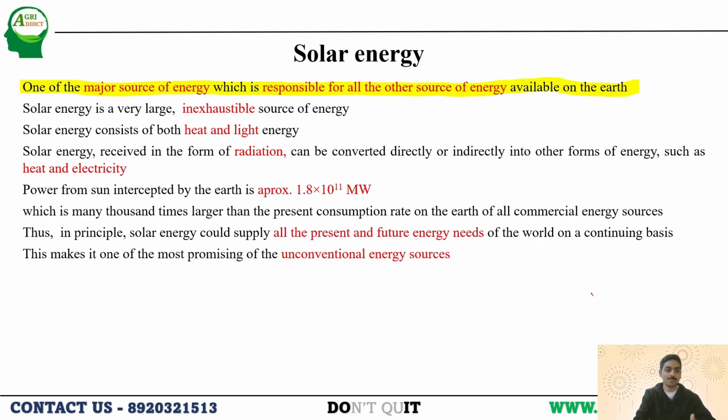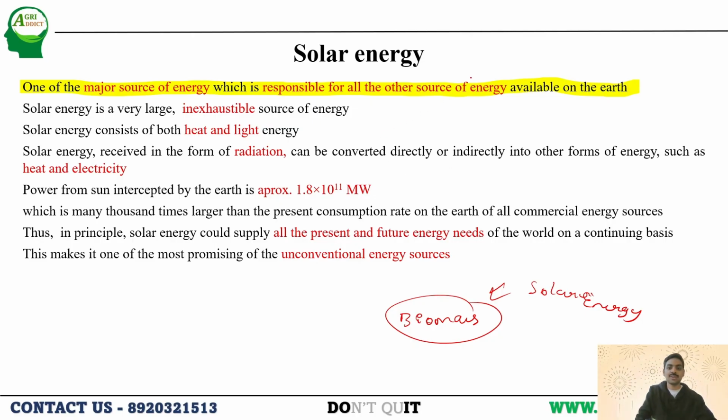Next, we are at the last part of this particular session. We'll be ending with solar energy. Solar energy is one of the major sources of energy and is also responsible for all other sources of energy available on the earth. Other energy may be there, but for its existence solar energy is important. If I take the example of bioenergy, biomass energy is also a form of energy, but for this biomass to be accumulated, solar energy is important, right? That is why they have mentioned solar energy is responsible for all sources of energy. Please make a note of this statement.